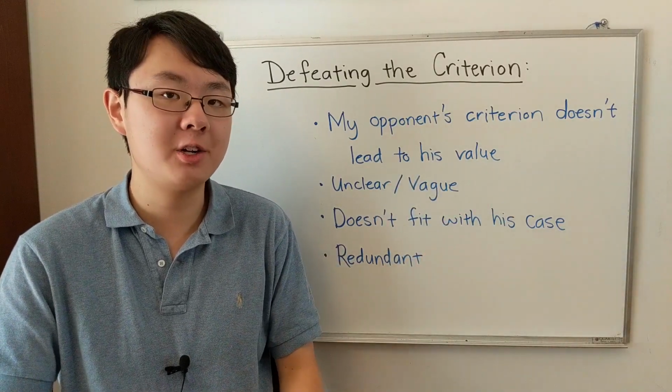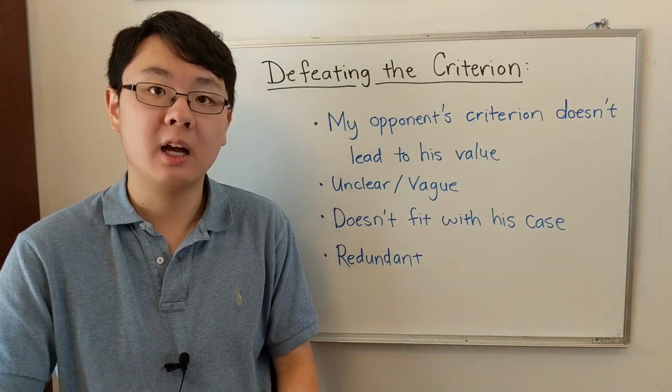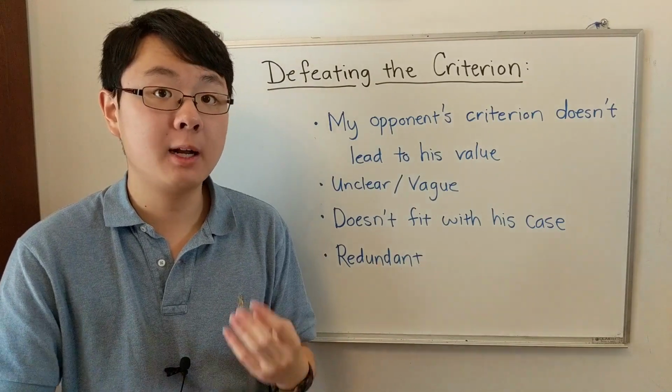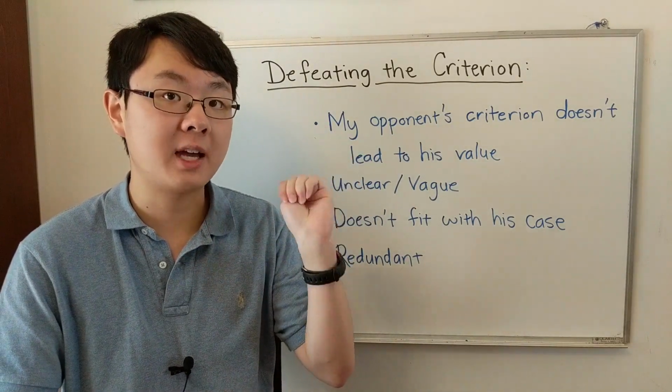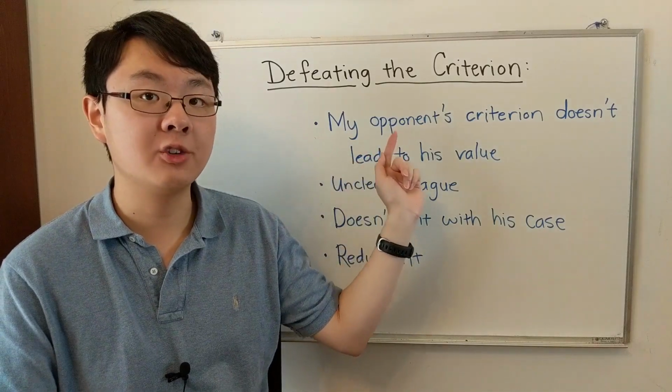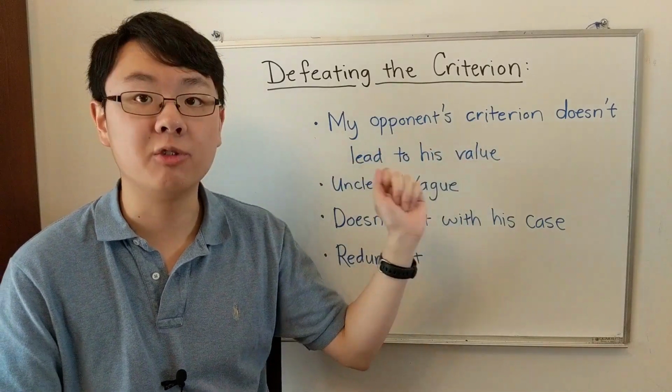But there are some strategies you can look out for, maybe attacking it if any of these 4 strategies fits. And if it doesn't, don't worry about it. But anyway, the 4 main strategies you can use to attack your opponent's criterion. The first one is if your opponent's criterion does not lead to or go to his value.